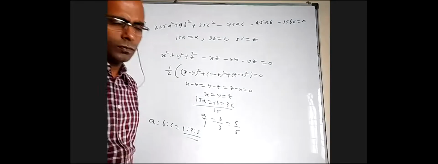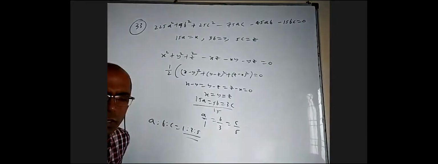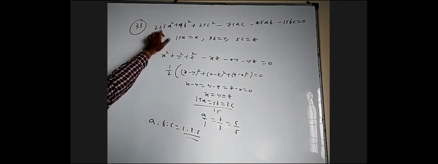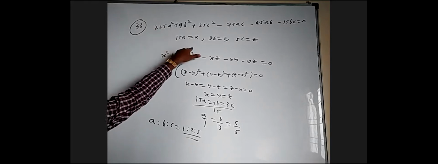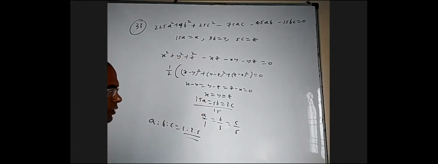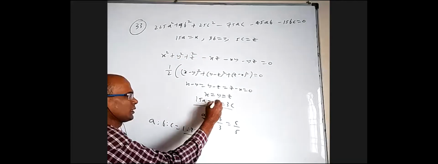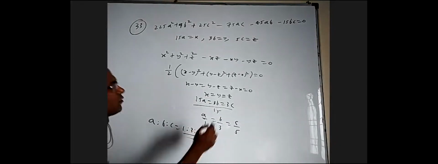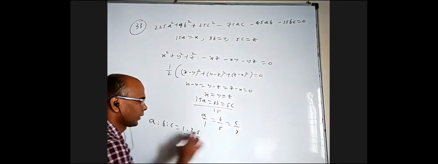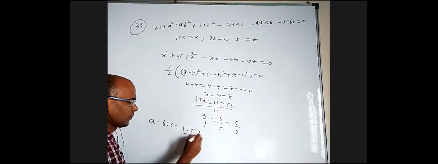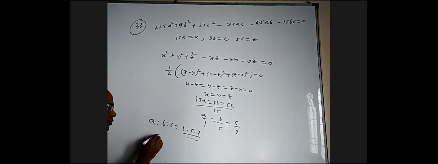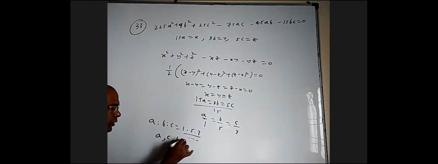Sir, why is 3b? Why only 3b? That is because 225a square is there. It is 15a whole square. That's why I took x. 9b square is 3b whole square. Oh, I wrote wrong here. You are saying y is 3b and 5c. So this is 5c. So I'll get 5 here and 3. So it is 1 is to 5 is to 3. So a, b, c are not in AP. a, c, b are in AP. Order is different.